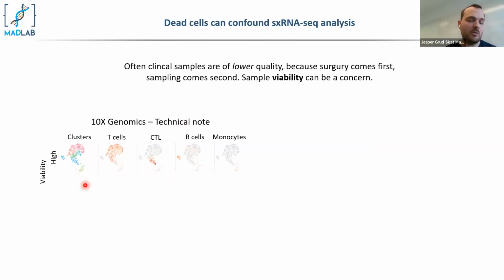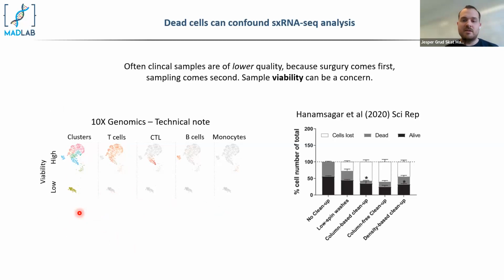Then they took the same sample and artificially decreased its viability by treating it with digitonin. And what they found was that even in a very low viability sample, there are still cells that pass QC, but these cells don't really have any nice cell type markers. So low viability samples can confound good data sets because they do pass QC. There are methods to reduce or remove dead cells.